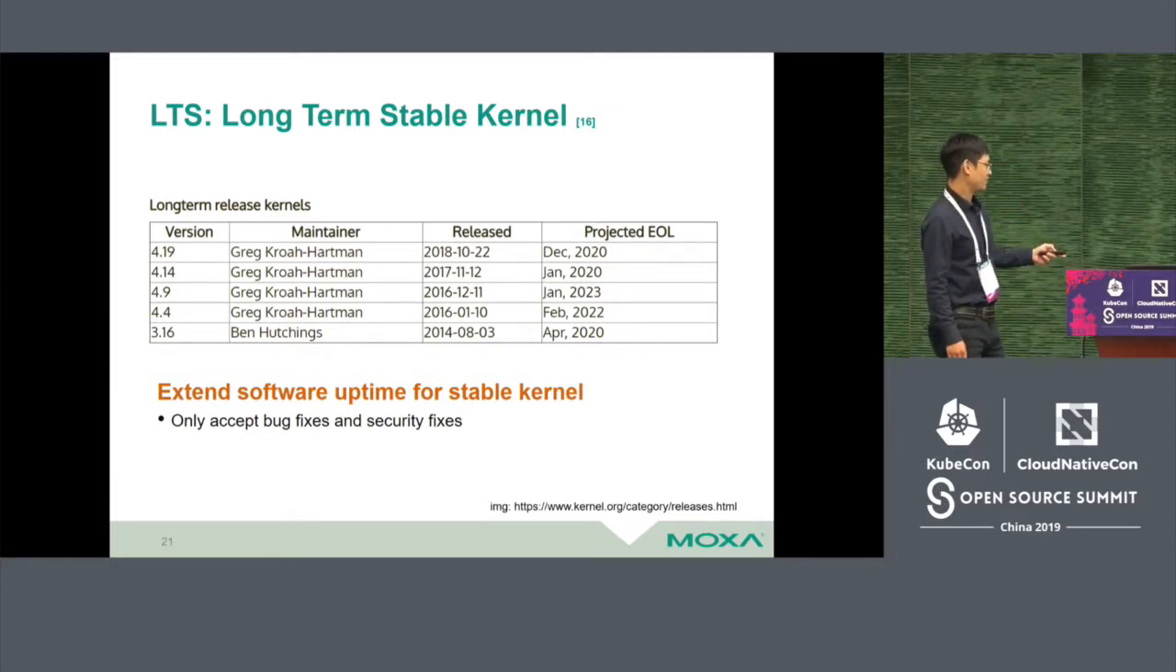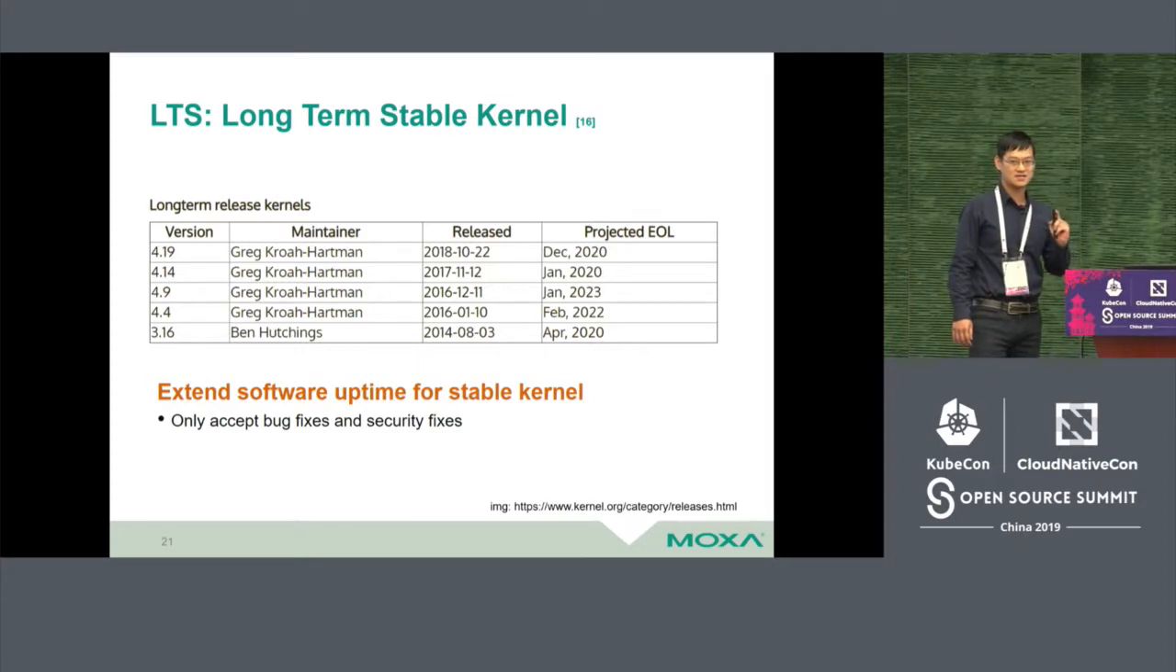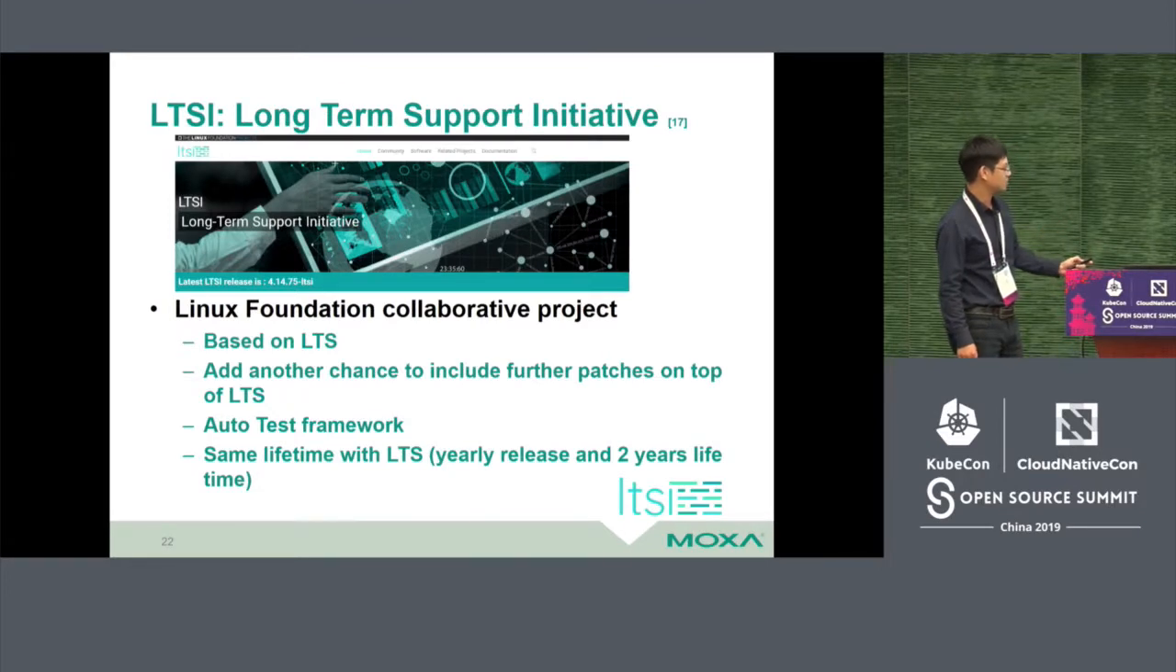It attains the software uptime for stable kernel, and only accepts bug fixes and security fixes. But 6 years is not enough for us, especially in industrial applications. So we have another choice, that is LTSI, Long-Term Support Initiative. This is a Linux Foundation collaborative project. It's based on LTS, and it has an auto test framework. It also adds some new features inside the kernel.